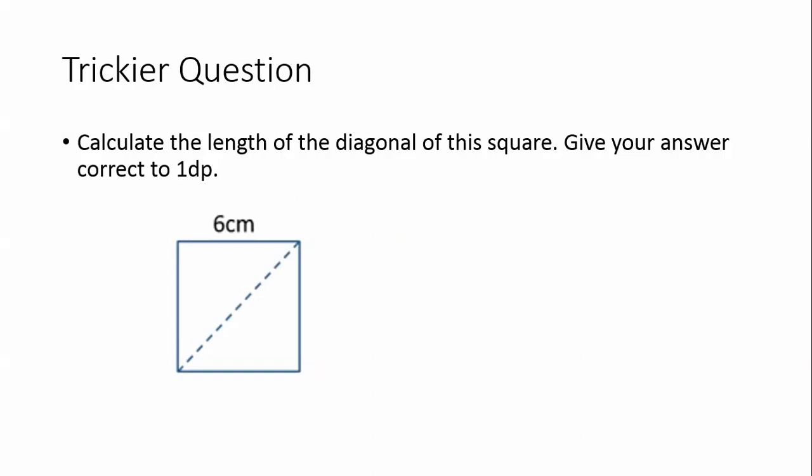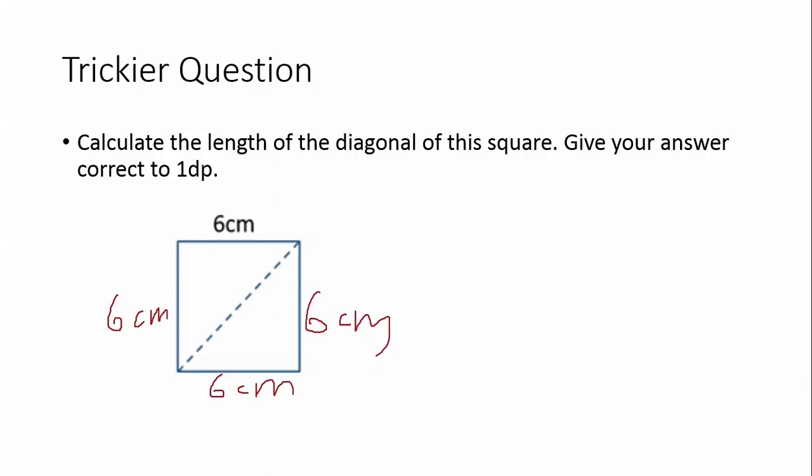Alright, here is a trickier question. Calculate the length of the diagonal of the square. Give your answer correct to 1 dp. Here we have a square, which has all sides equal. That is the property of the square over here, which means if this is 6 centimeters, this is also 6 centimeters, this is also 6 centimeters, and this is also 6 centimeters.